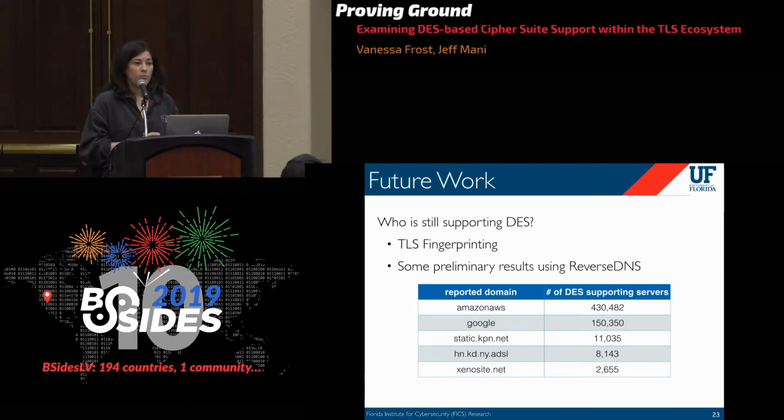And now, we saw which countries were supporting them, how often DES was being supported. We wanted to know who's still supporting DES. So to that end, in the future, we're hoping to take a fingerprint of IP addresses which do advertise support for DES. We have some preliminary results using reverse DNS, and what we find is that typically companies that offer services like cloud computing or leasing computing power have the largest numbers of DES supporting servers. Now, we're assuming this isn't the company's practice, it's whoever they're giving these machines out to who's responsible for this configuration, but we're not sure.